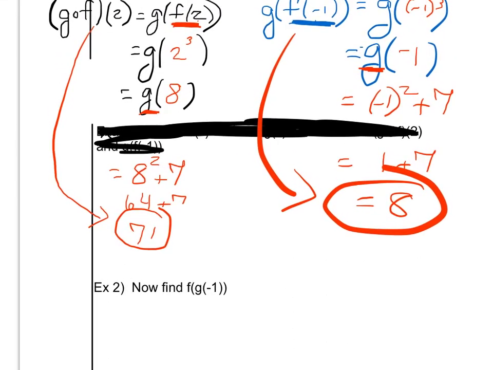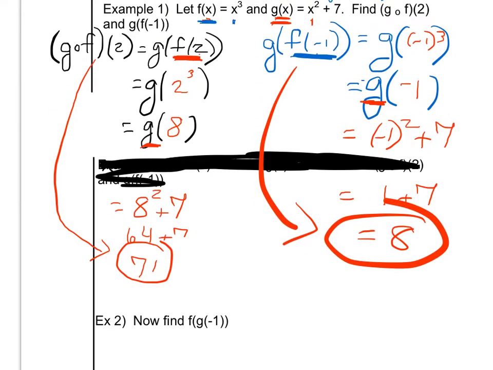Moving on to example 2, I'm going to use the same function. Now I'm going to find, so I just found, because one of the questions I get asked all the time is, does it really matter what function I put it into first? So let's look. The first one I did was g of f of negative 1, where I started on the inside with f. Notice now I have f of g of negative 1, so I'm going to start on the inside with g.